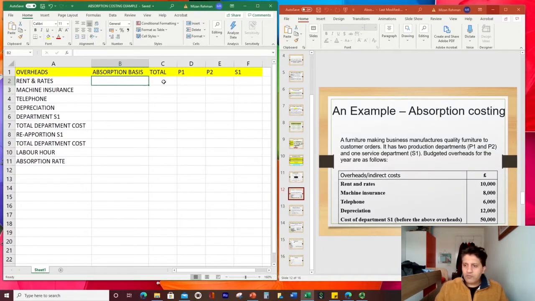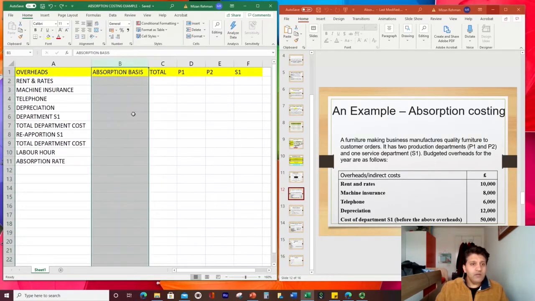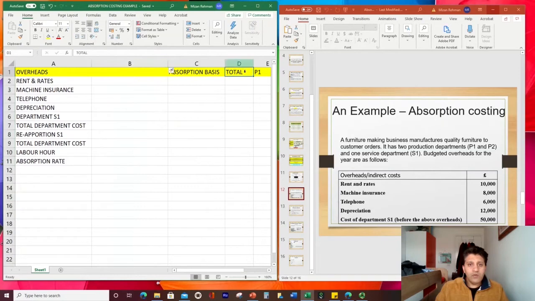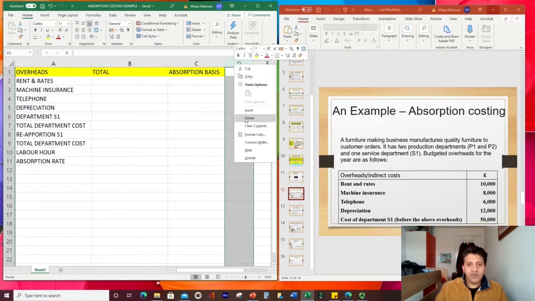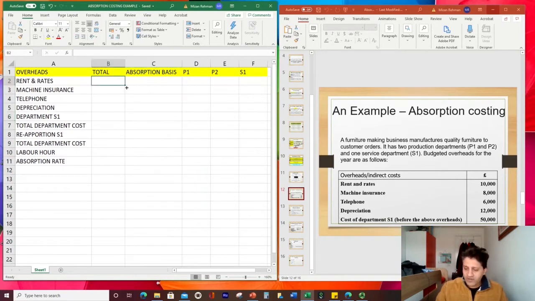Okay, so first of all, let's put in totals here. Actually, the totals column should have been here, so let me pick it up and insert. There we go. Let's just delete this. All right, the total rent and rates are 10,000, 8,000 machine insurance, 6,000 telephone, 12,000 depreciation, and the common cost of 50,000 for S1.